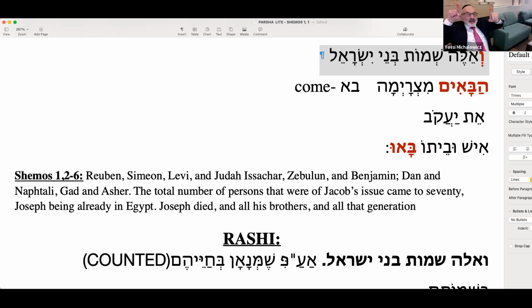Now, wait a minute. What about Joseph? Didn't Paro give Joseph a name? He called him Tzofnas Paneach. That was an Egyptian name. But he always remained Joseph. It says, Joseph being already in Egypt. Joseph died. Maybe when he had to go to work, they called him Tzofnas Paneach for political reasons, but he always looked at himself as Yosef. And that's the Ve'ele.